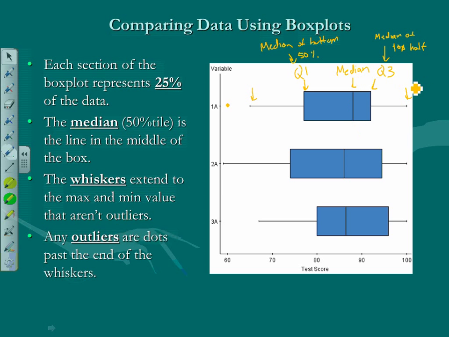Sometimes these are either the max or min values. This is a max value because it's the last value here. In this situation, we will be able to see outliers, which would be the min value on the low side, and this would just be the first non-outlier. Okay, outliers being the dots past the end of the whiskers.